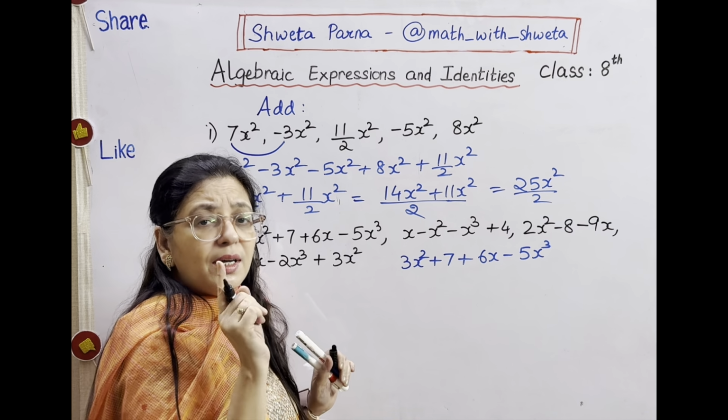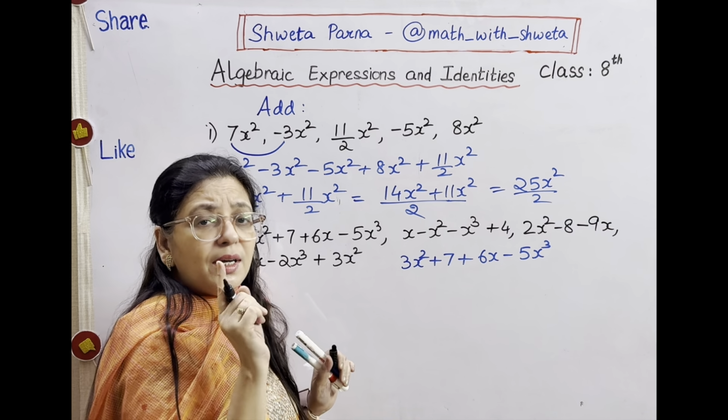So 3 upon 4x. Where is x? Here. Minus 1 upon 2x. This you will solve. Plus y and 1 by 2y. Then plus minus z and 1 by 3z. Now, whenever there is a fraction, what did I tell you? You will have to take the LCM and make the fractions like.